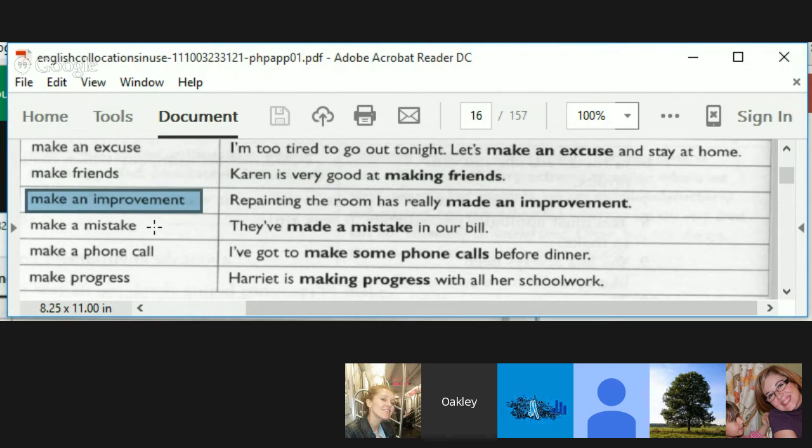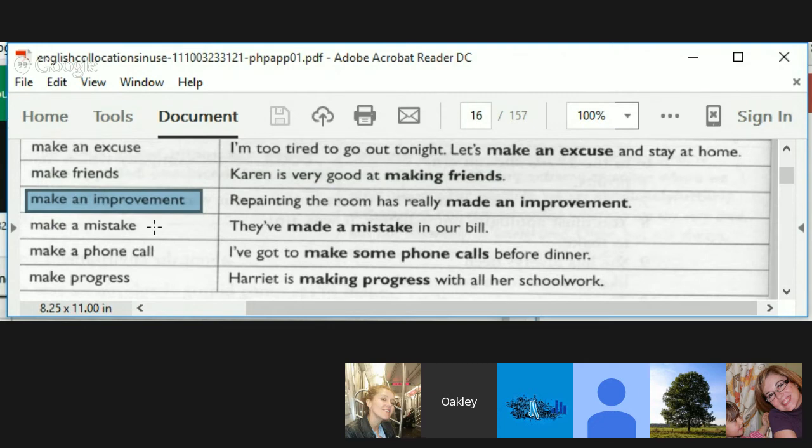Okay, make an improvement. Repainting the room has really made an improvement. What else? Brainstorm with me. What else? Make a success. Success.